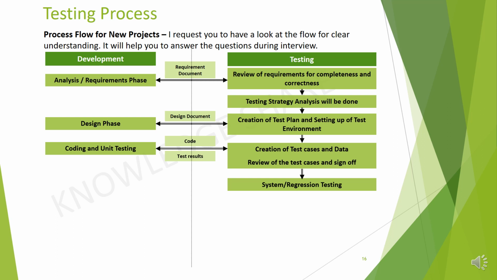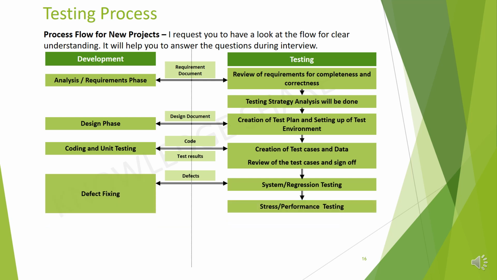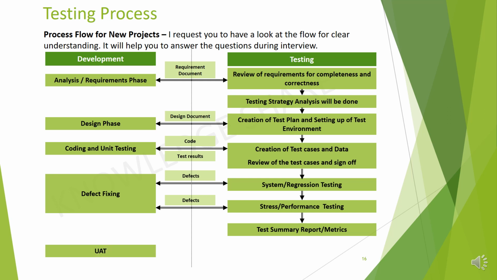Then test execution phase. During test execution phase, defects will be created and it will be fixed by development team. Similarly for performance testing. After completion of test execution, test summary report and metric report will be created and shared with all the stakeholders. The last phase is UAT, user acceptance testing. After completion of user acceptance testing, testing sign off will be done by client.